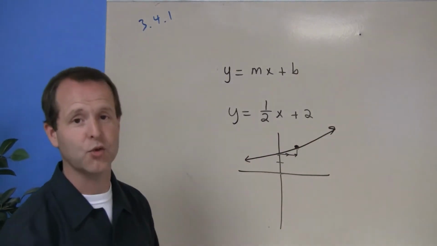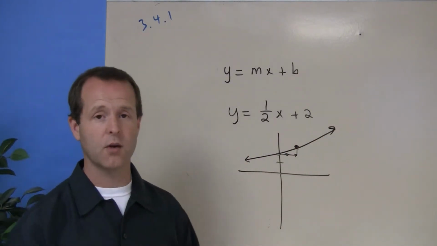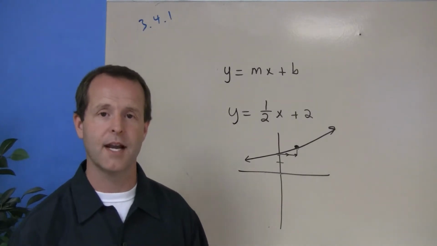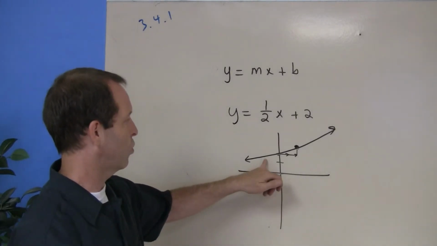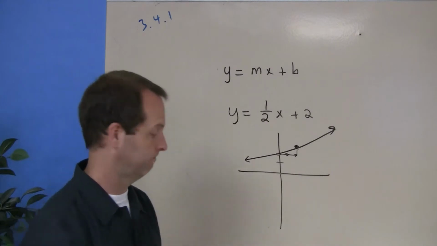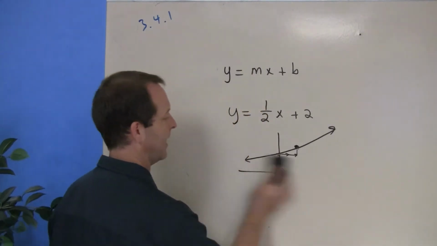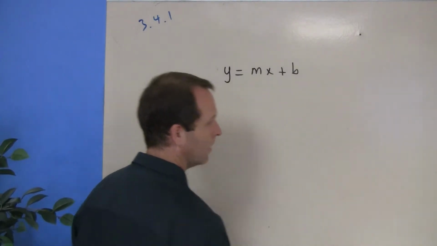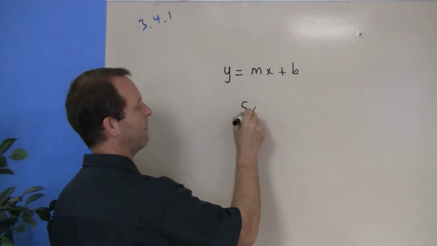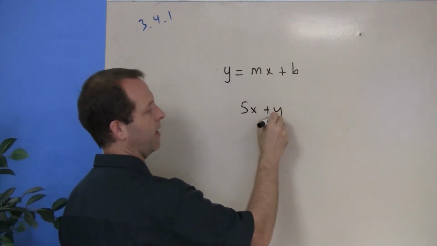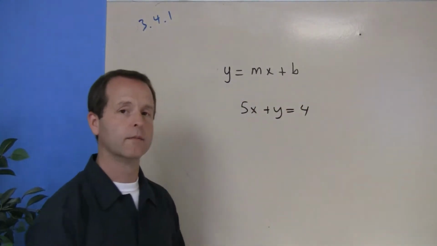if I draw my line straight, that determines the equation of the line, or the graphical representation of the line, its picture. This is 1/2 x plus 2. My last example here, I want to graph the line 5x plus y equals 4.